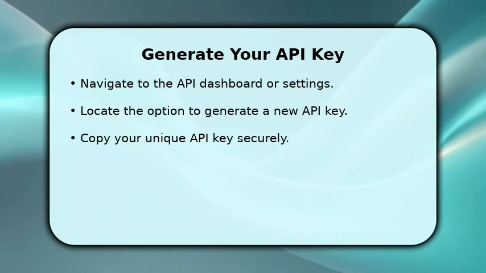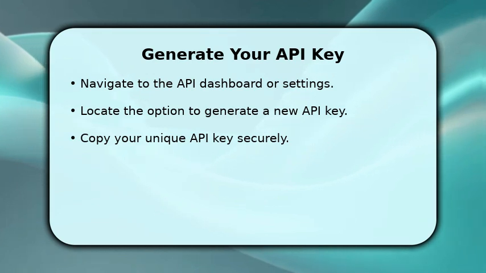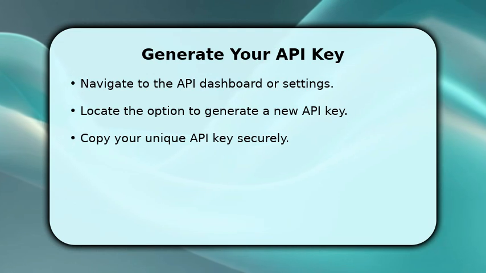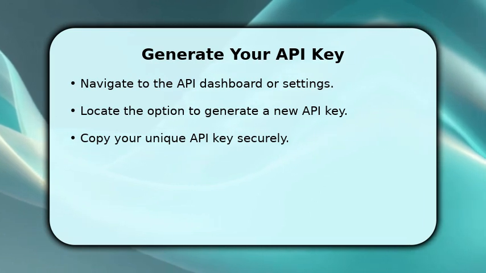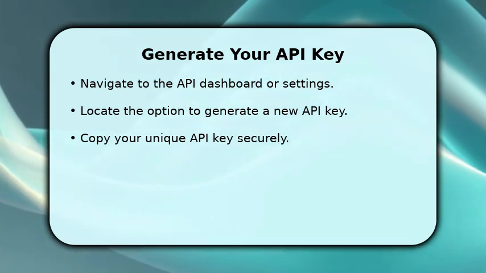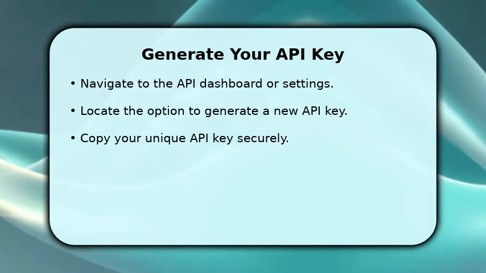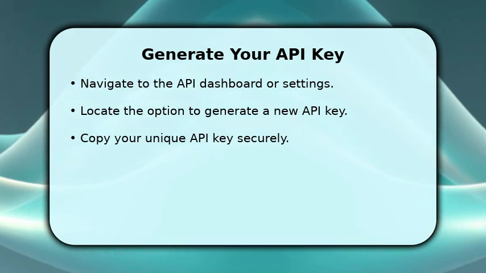Once your account is set up, log in and find the API section, usually labeled API Keys or Developer Settings. Here, you'll see an option to generate a new API key. Click this button and the platform will provide you with a unique string of characters. This is your API key. Make sure to copy it immediately and store it in a secure location.